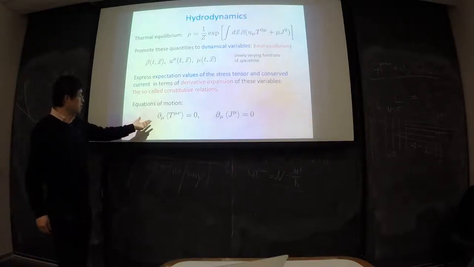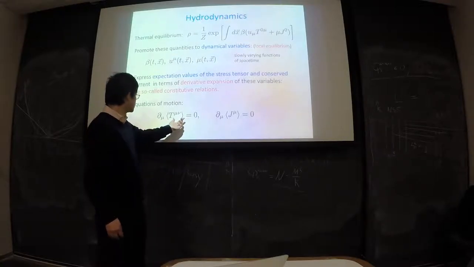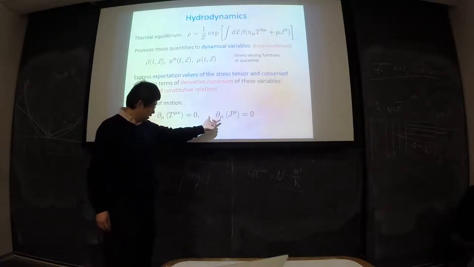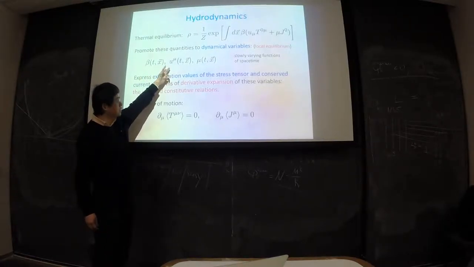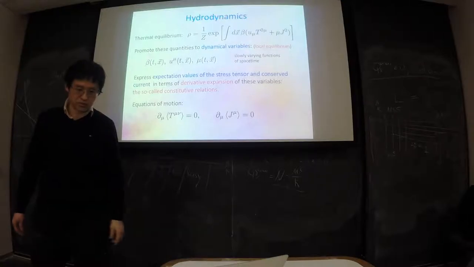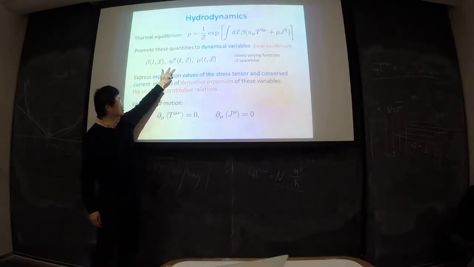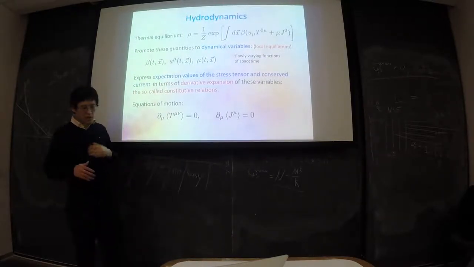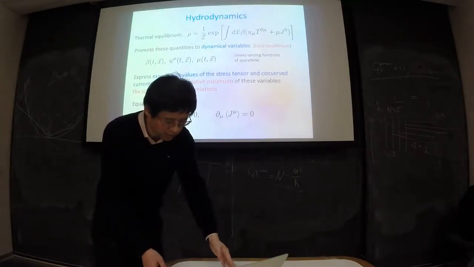Now you can just impose the conservation of the stress tensor and the conservation of the current, and this gives you d plus one equations if I'm in a d dimensional spacetime. Then I have d plus one variables here. u mu is always normalized. In the relativistic case, I always normalize this to minus one. So I have d plus one variables and d plus one equations, then I have a closed system which I can solve. Okay? So this is the standard formulation of hydrodynamics.